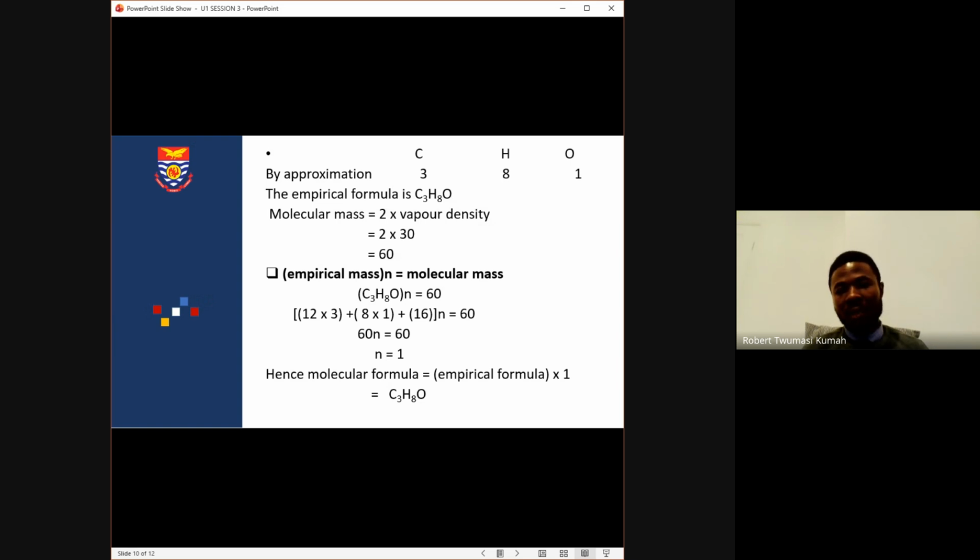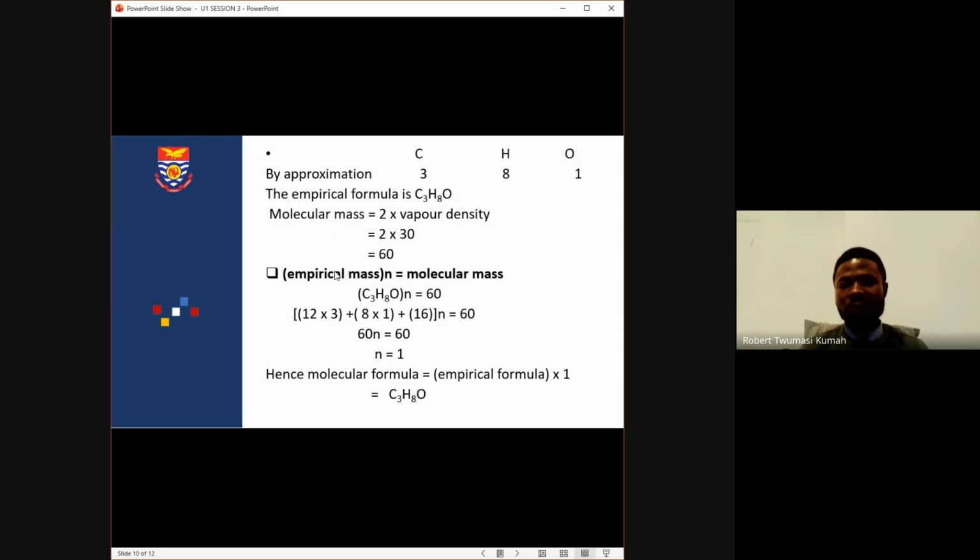And if you remember, during the steps, we said that if you are given vapor density, then 2 times the vapor density gives you the molecular mass or the molar mass of the compound that we are looking for, its molecular formula. So we multiply the 30 by 2 so that we get our molecular mass, the mass of the molecule. That is 60. In some cases, you'll just be given the 60 straight away. You don't have to work this out.